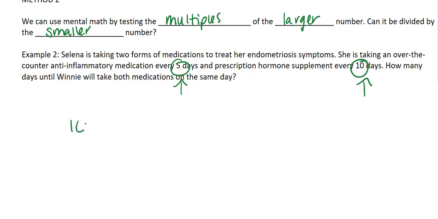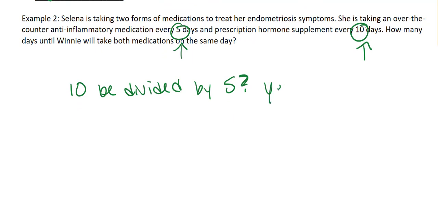And we ask, can 10 be divided by 5? That's what we're asking. And the answer is yes, because 10 divided by 5 is 2. So then our least common multiple would be 10.